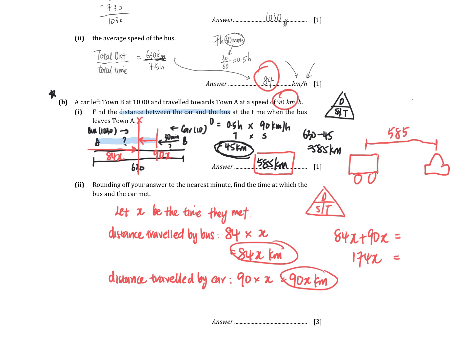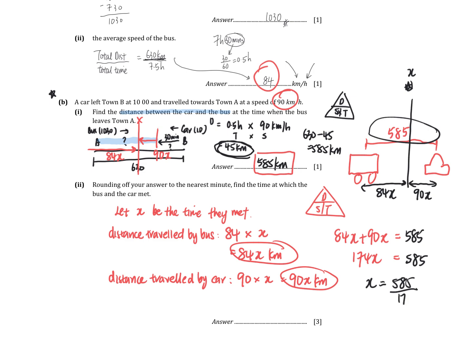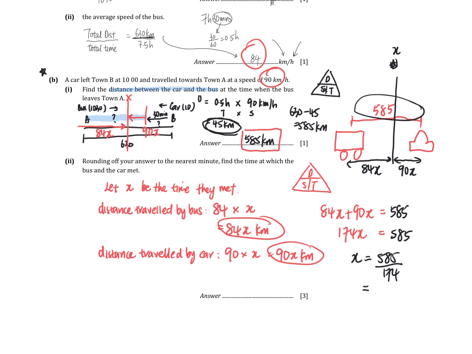And then they met at time x. So this part here, I traveled 84x, and this part here, I traveled 90x. So total adds up to 585. So in order to find x, I just divide 585 by 174. So what is the time? What is the number of hours that it took? 3.4 what? Hours. No, more decimal places, please.